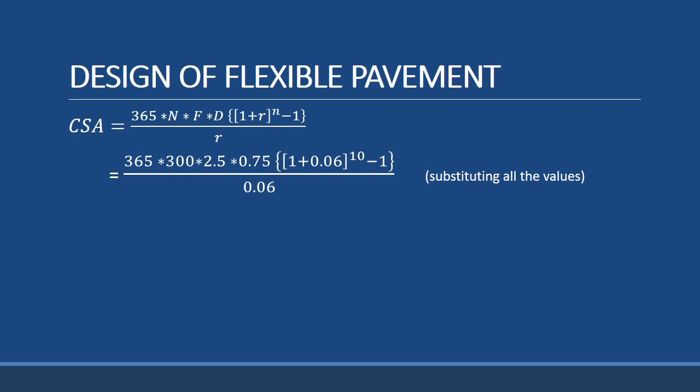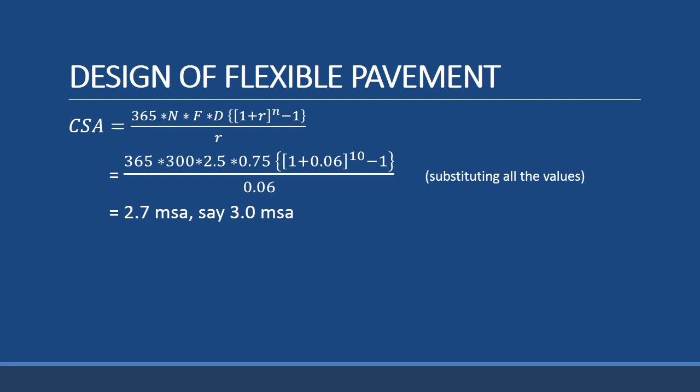So we have 365 into 300, which is your initial traffic. Then your vehicle damage factor, VDF value, is 2.5. Then your lane distribution factor is 0.75. Now the small r value, the growth rate, is 6%, so 0.06. Then the design life is small n, that is 10 years. So we will get a value of 2.7 MSA.